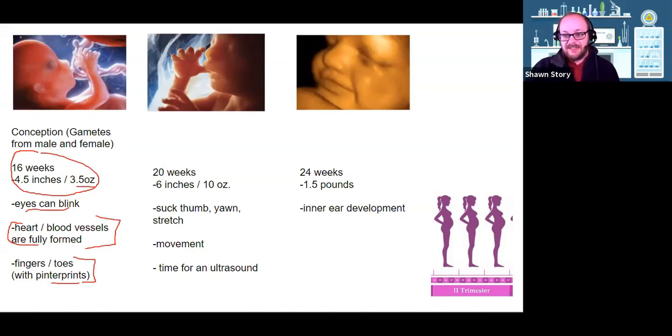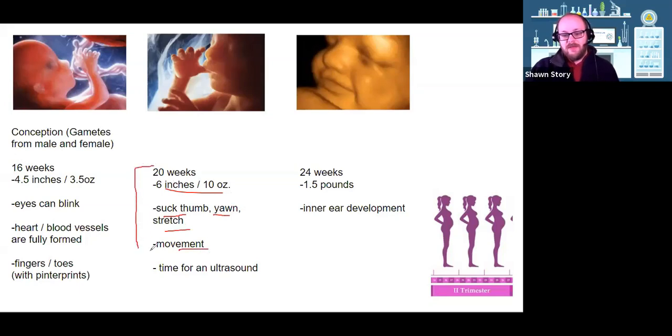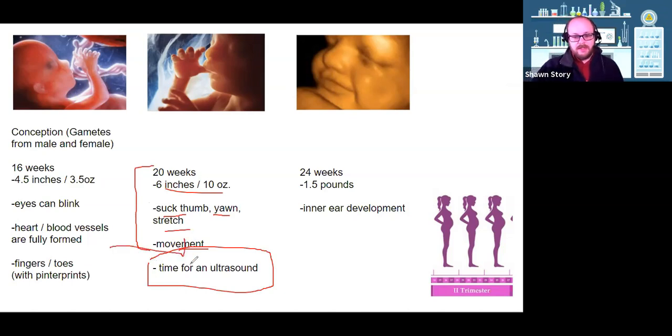At 20 weeks, we're at 6 inches, 10 ounces. It starts to suck its thumb, yawn, stretch, a lot more movement. This is where the mother experiences a lot. You really feel the baby kicking and moving by 20 weeks. And this is also the time for the first ultrasound. So as healthcare providers, this is a big time to remember. 20 weeks is around when mothers are getting that first ultrasound.